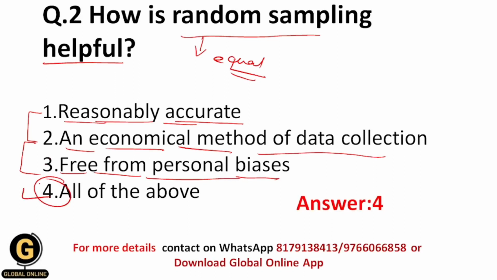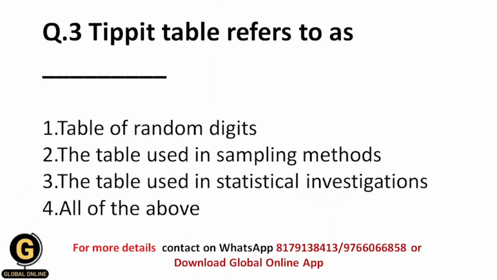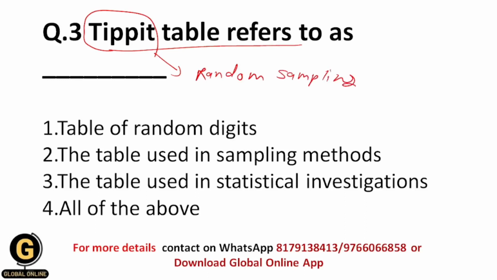Answer 4. Now in this question they have asked us what the Tippit table refers to. As the name suggests, Tippit is the name of a scientist. He published random sampling numbers in 1927, and thus he invented the random number table. That random number table is also referred to as a table of random digits, a table used in sampling methods, a table used in statistical investigations.